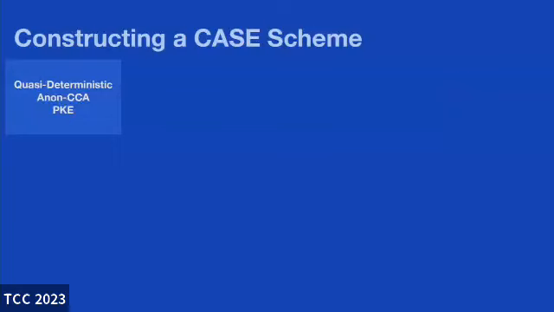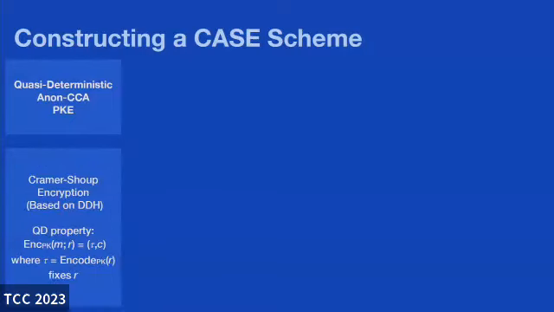And sure enough, it is. Our starting point is standard, traditional public key encryption with anonymous CCA security. And we also require a property called quasi-determinism. This is essentially already achieved by Cramer-Shoup encryption, for instance. And the quasi-determinism property is just that the ciphertext comes in two pieces. The first piece entirely encodes the randomness and doesn't depend on the message. And the second part is completely determined once you have the message and the first piece of information.